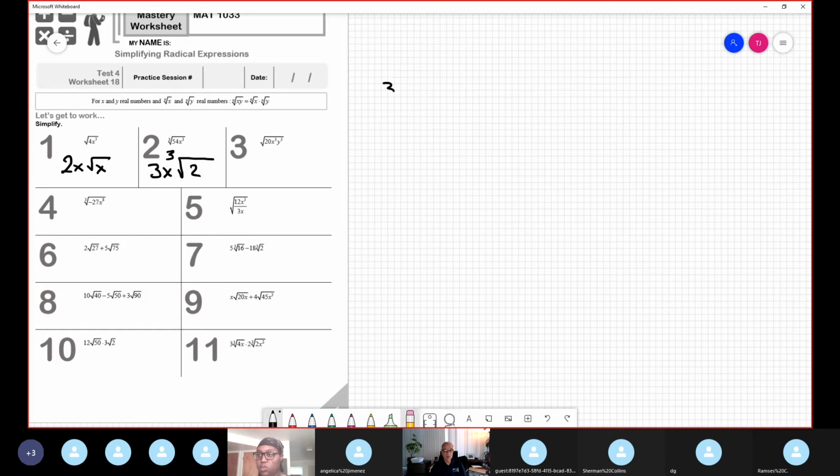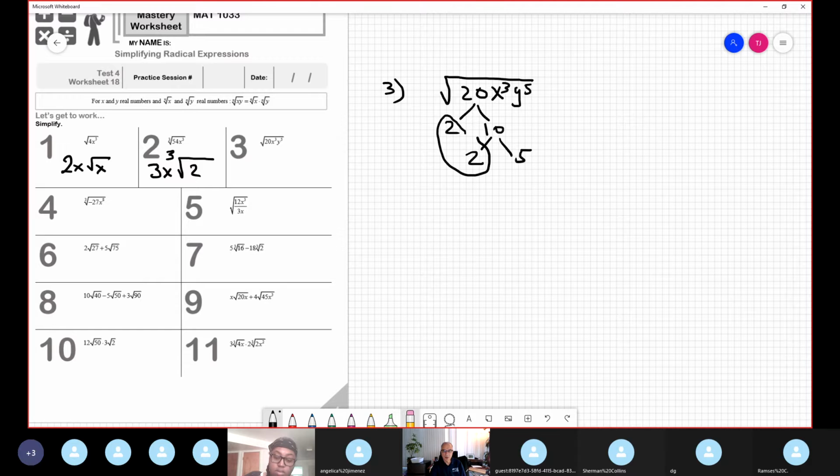Number 3 is, again, the square root of 20 x to the 3rd power y to the 5th power. Simplify this expression. Okay, 20 is 2 times 2 times 5. I can find a couple of 2s. That means one 2 goes outside. Then in the numerical part, we have 2 and 5 inside. This is the numerical part.